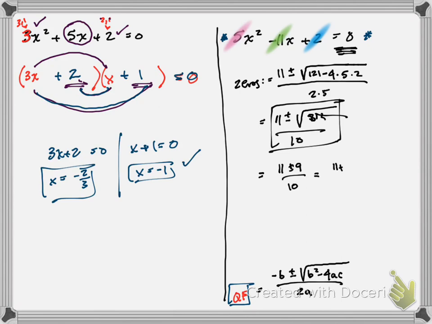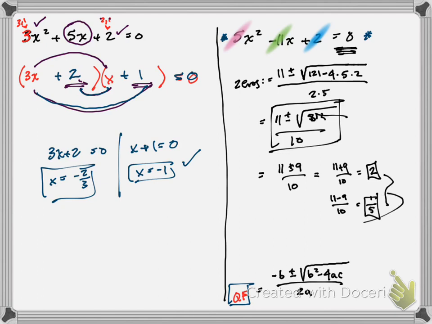So 11 plus 9 over 10 is 20 over 10, which is 2. That's one of our solutions. And 11 minus 9 over 10 is 2 over 10, which is 1 over 5. So that's another of our solutions.